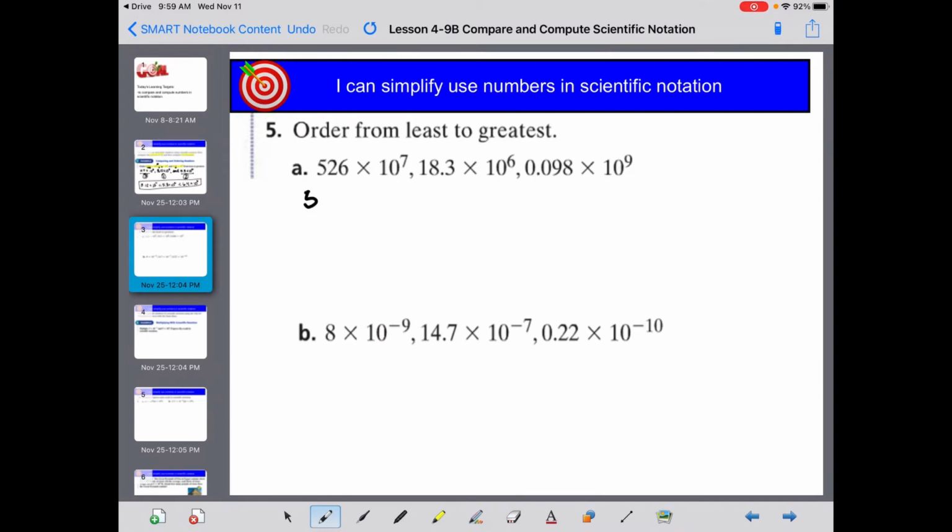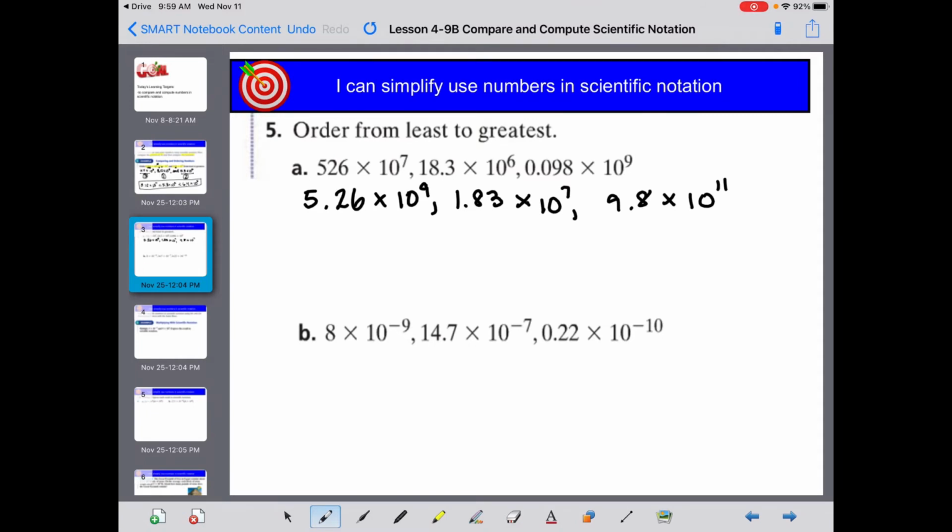Hopefully you've worked these problems. You should have gotten 5 and 26 hundredths times 10 to the 9th, 1 and 83 hundredths times 10 to the 7th, and lastly, 9 and 8 tenths times 10 to the 11th.